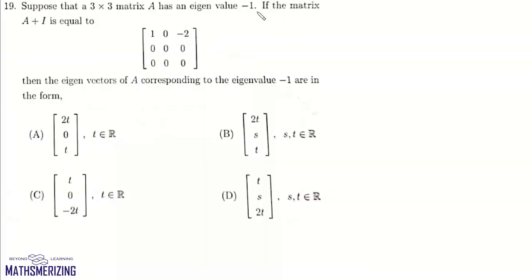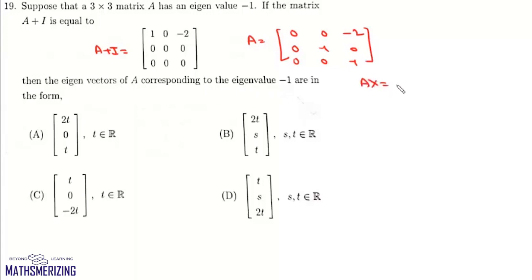Now question number 19 is, we are given an eigenvalue of A as -1, and we are also told that A plus I is equal to this matrix. Now from here we can write this matrix A as this matrix minus the identity matrix, which will be 0, 0, -2; 0, -1, 0; and 0, 0, -1. Now we need to find the eigenvector corresponding to this eigenvalue -1.